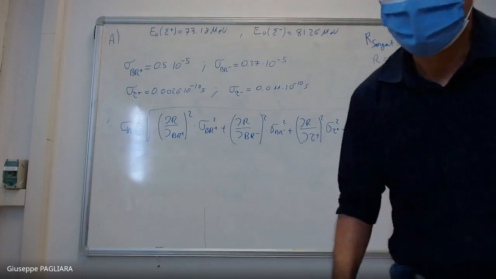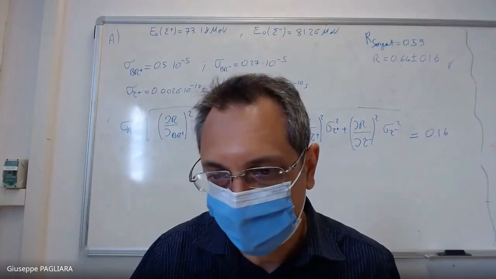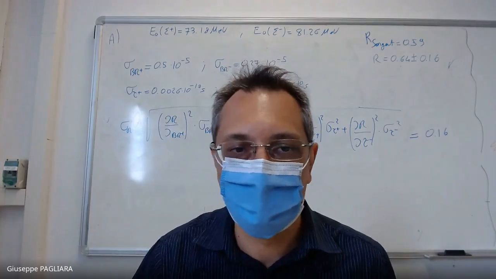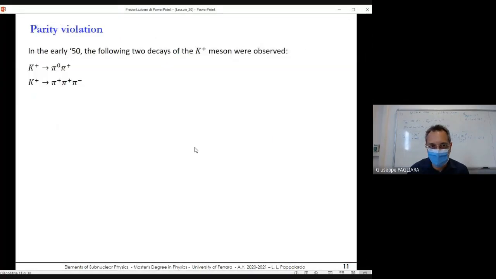Okay. Now, let's go back to the slide. And let's now study how parity violation was discovered in weak interactions. This is a crucial point of weak interactions. In the early 50s, it was observed that the K-plus meson can decay both into pi 0, pi plus, but also into pi plus, pi plus, pi minus.